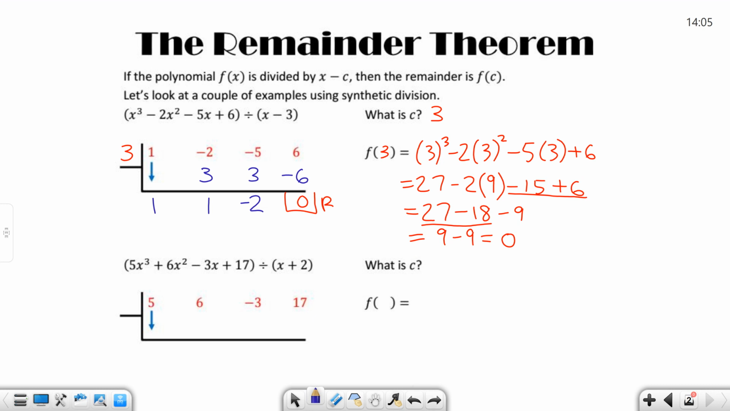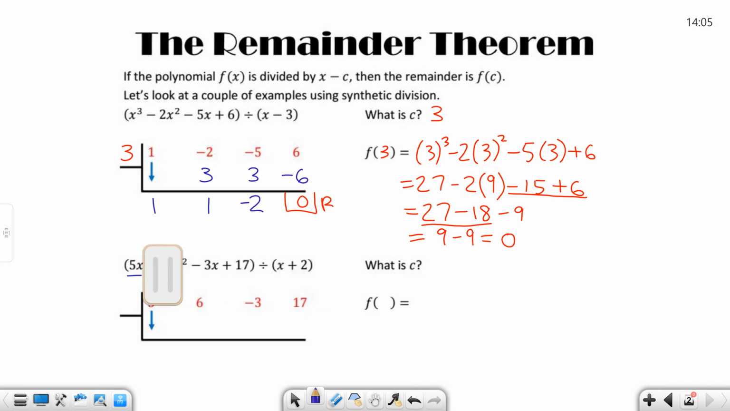All right? We're going to talk about the factor theorem next or in another video, and that's where this leads to, this remainder theorem. All right? So that's why this is such a great result here. So let's look at the next example here. 5x to the third plus 6x squared minus 3x plus 17, and then divided by x plus 2. So again, this is my x minus c. This is my f of x.